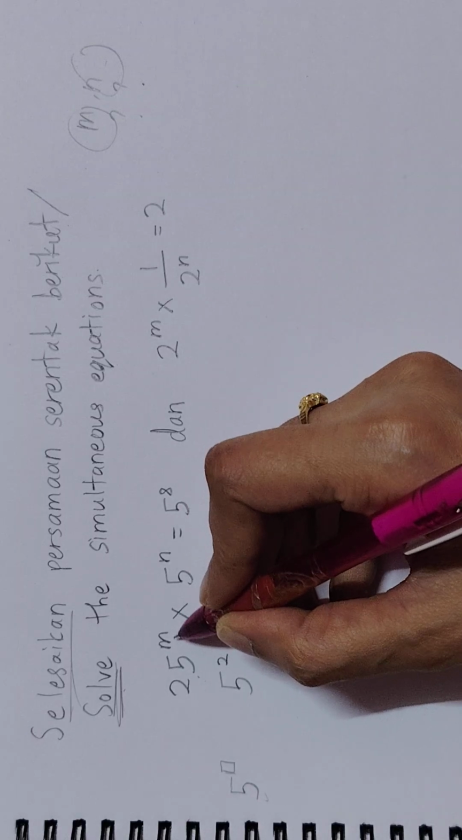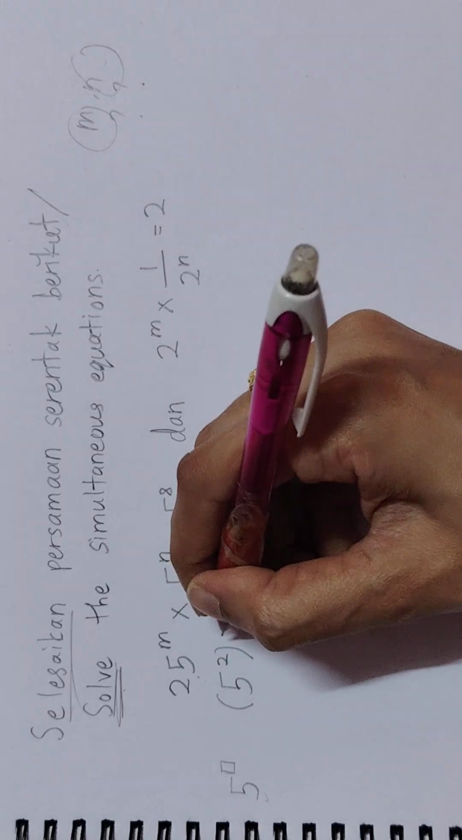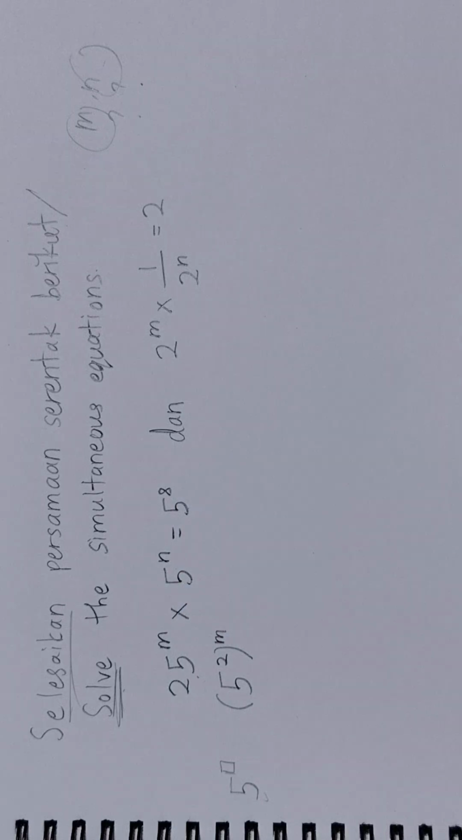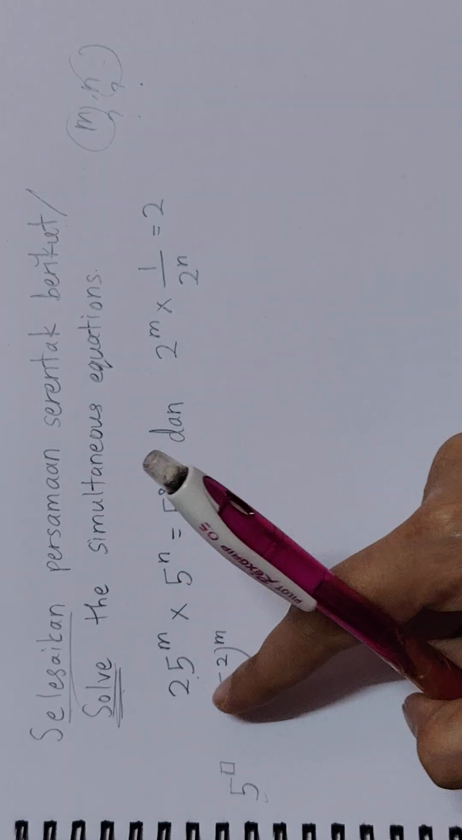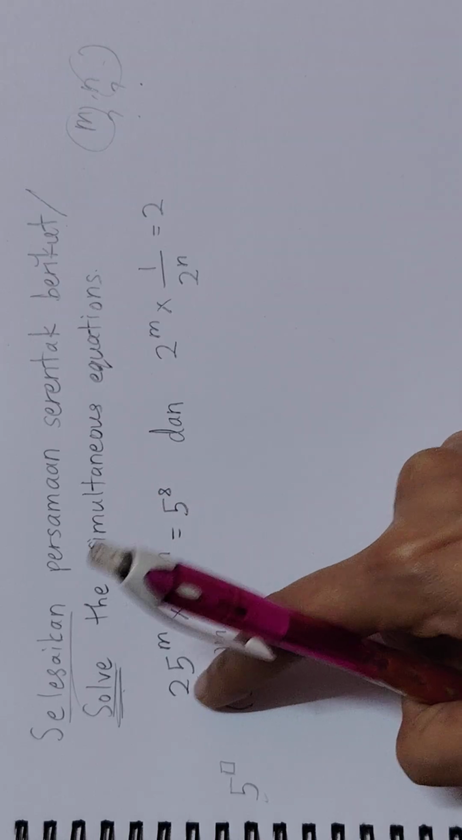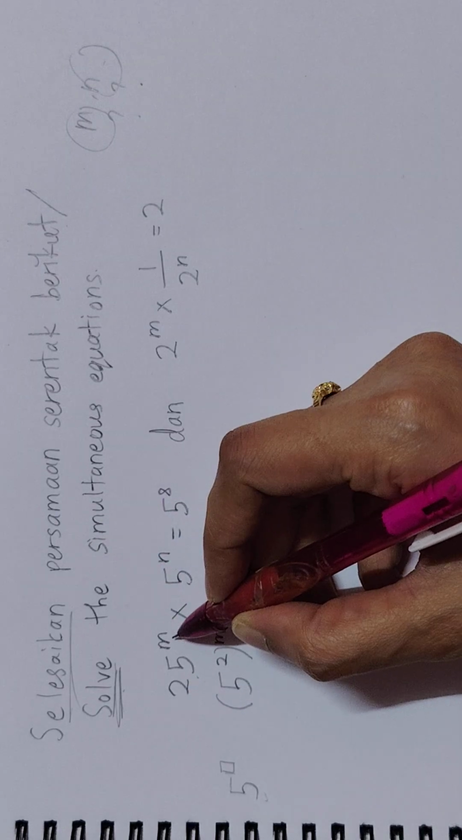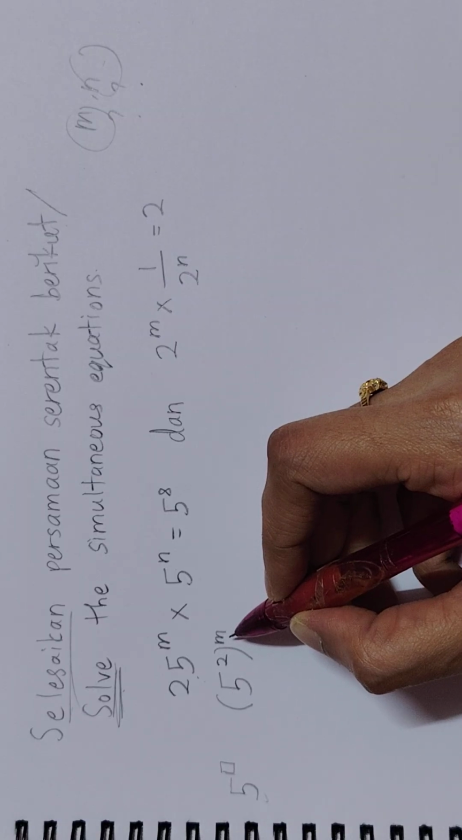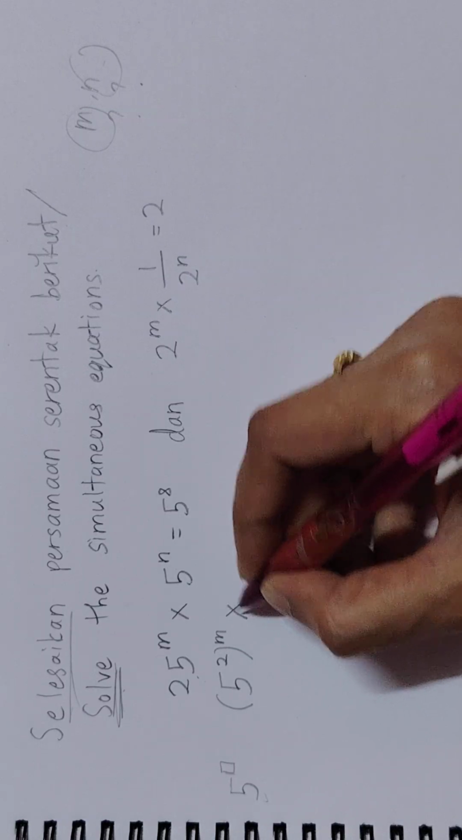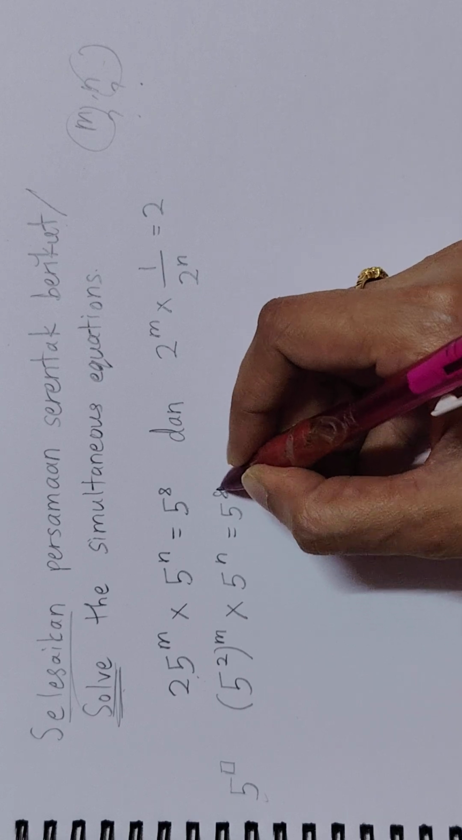And then remember we have this m here. So since it's your first step, put a bracket and put m here. Okay? Just put the m. So 5 squared or 5 to the power of 2, you get 25. So you are basically changing this form to 5 power 2 and then the m, just put a bracket and put it outside. Okay, and then this is times 5^n and equals to 5 power 8.